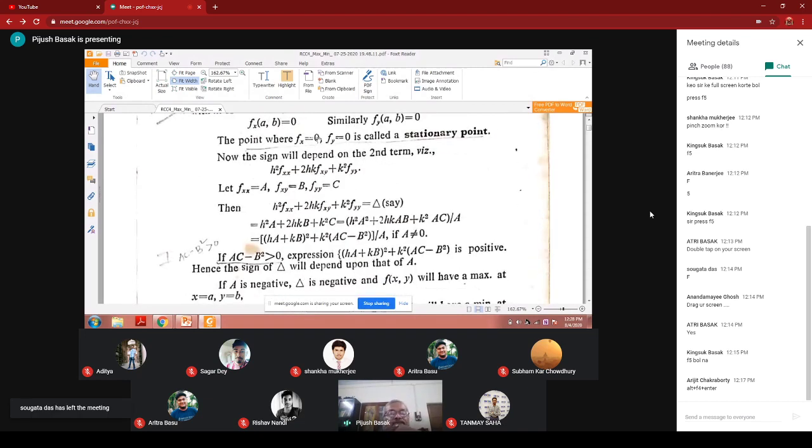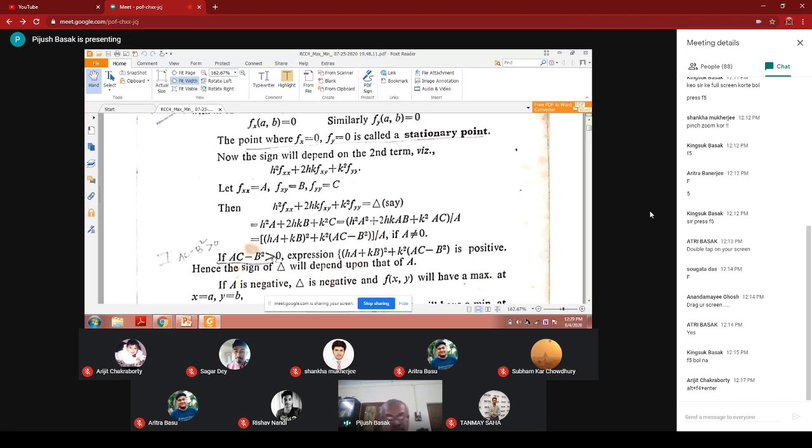Then our job is the second term. Suppose the second derivatives are fxx, fxy, fyy. I am writing A is fxx, B is fxy, C is fyy. Then h square fxx plus 2hk fxy plus k square fyy is delta. Delta is for convenience. And after some rearrangement, we see that it is (hA plus kB) whole square plus k square (AC minus B square) upon A. Whether this delta will be positive or negative depends on this term, AC minus B square. So AC minus B square is the primary condition for the decision about maximum and minimum.